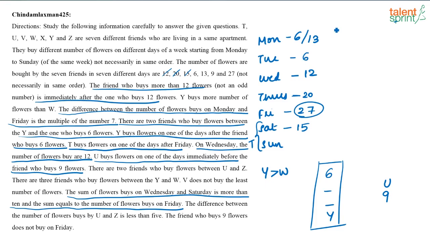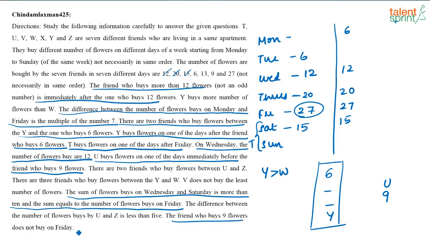So now let us try out both the cases, okay? One case where I consider 6 to be here and the other case where I consider 6 to be here. We have to see which is correct. So we know this is 12, 20, 27, 15. So if this is 6, now let us try both the cases. Now what are they saying? The friend who buys 9 flowers does not buy on Friday. U buys just before 9. So this cannot be 9, because U is buying before 9. So in this case, this has to be 9 and this has to be U.